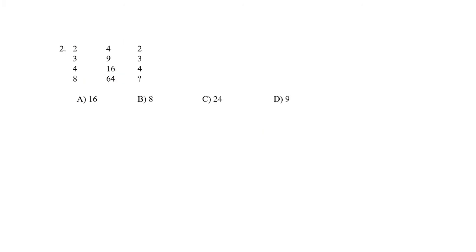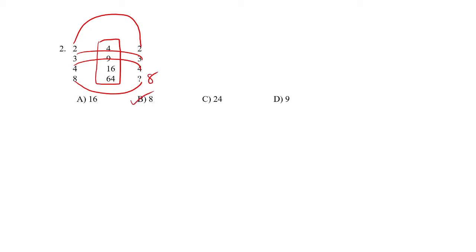Now see the second question. There are 4 rows and 3 columns. First of all, observe the relation between these numbers. See here, observe this column. Here 2 into 2 is 4 and 3 into 3 is 9 and 4 into 4 is 16. Then 8 into what is 64? 8 into 8 is 64. So option B is the answer.